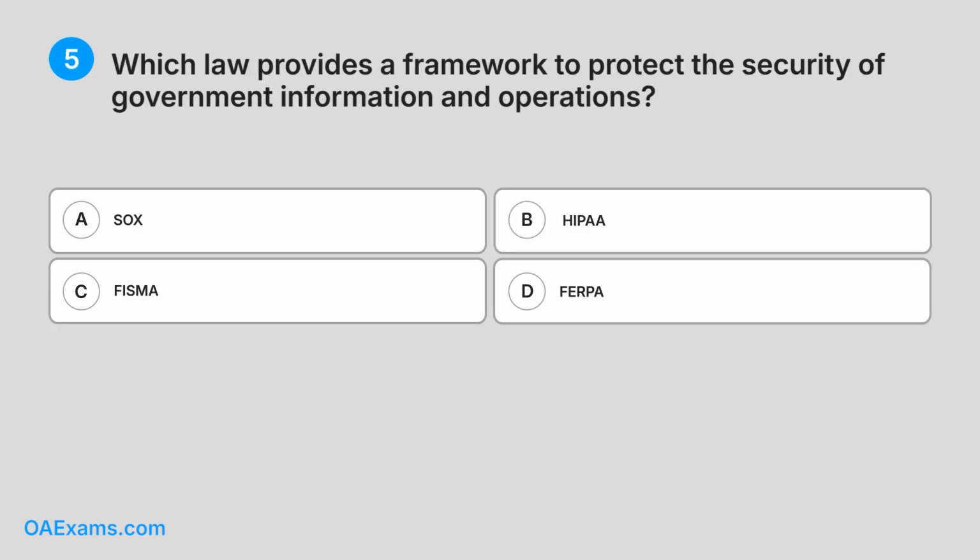5. Which law provides a framework to protect the security of government information and operations? A. SOX. B. HIPAA. C. FISMA. D. FERPA. Can you guess the answer?